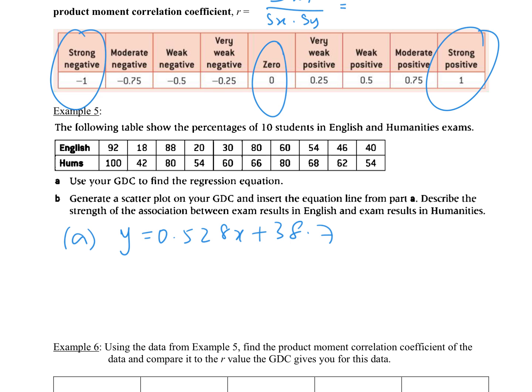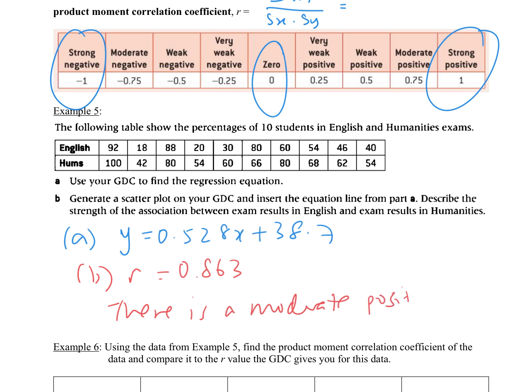If you enter that in, you will see that the R value is roughly around 0.863. And in this case, we would say that there is a moderate positive correlation between the exam results.